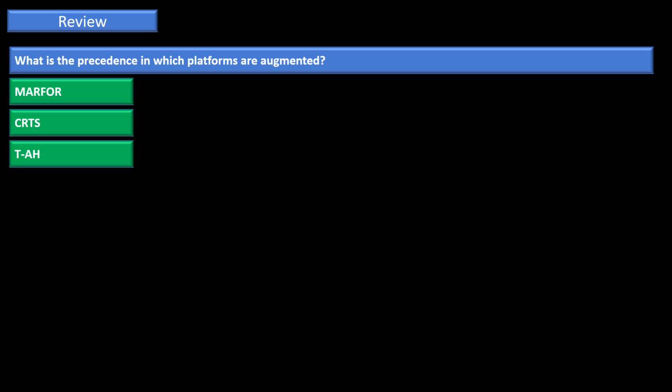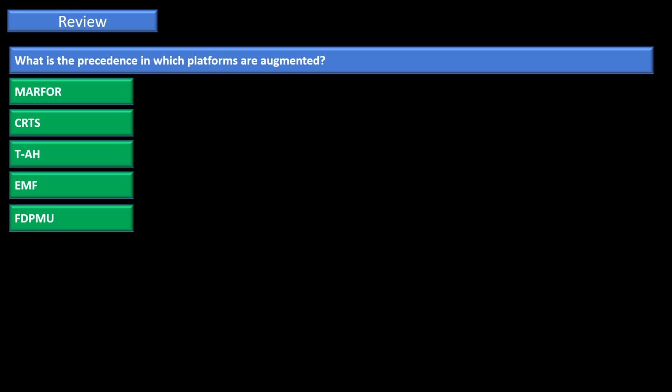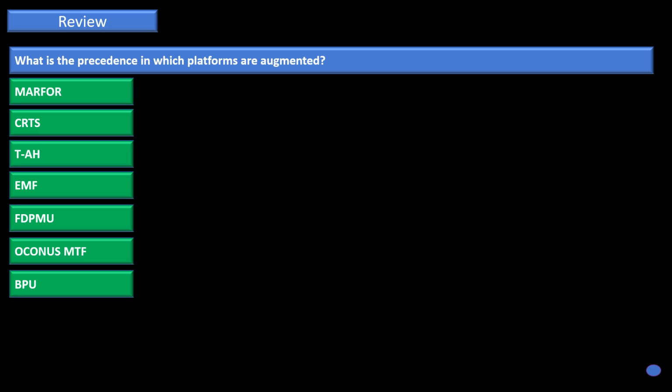We're going to start with our Marine Corps forces, then we're going to go to our casualty receiving ships, then our hospital ships, after that our EMF, then our forward deployed preventative medicine units, then our OCONUS MTFs, and lastly our blood processing units.